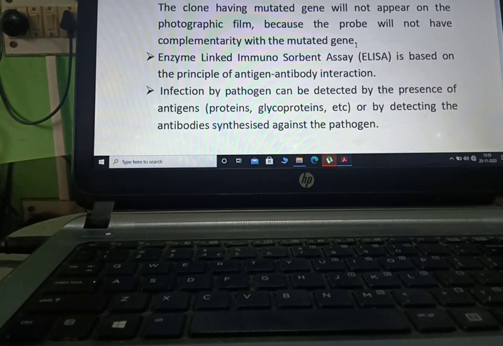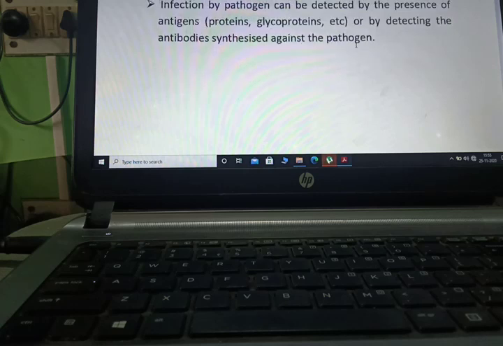Enzyme linked immunosorbent assay, that is ELISA, is based on the principle of antigen antibody reaction. Infection by a pathogen can be detected by the presence of antigens like protein, glycoprotein, etc., or by detecting the antibodies synthesized against the pathogen.